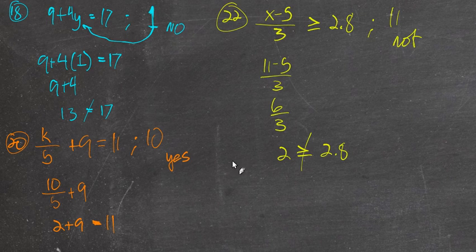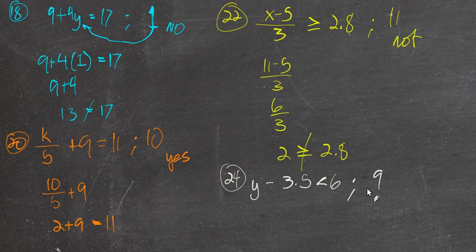And 24. Some number y minus 3.5 needs to always be less than 6. So any number that we plug in for y that makes this true would be a solution to this inequality. Okay. 9 minus 3.5 is 5.5. Is that less than 6? Yes, it is. So this is a solution.